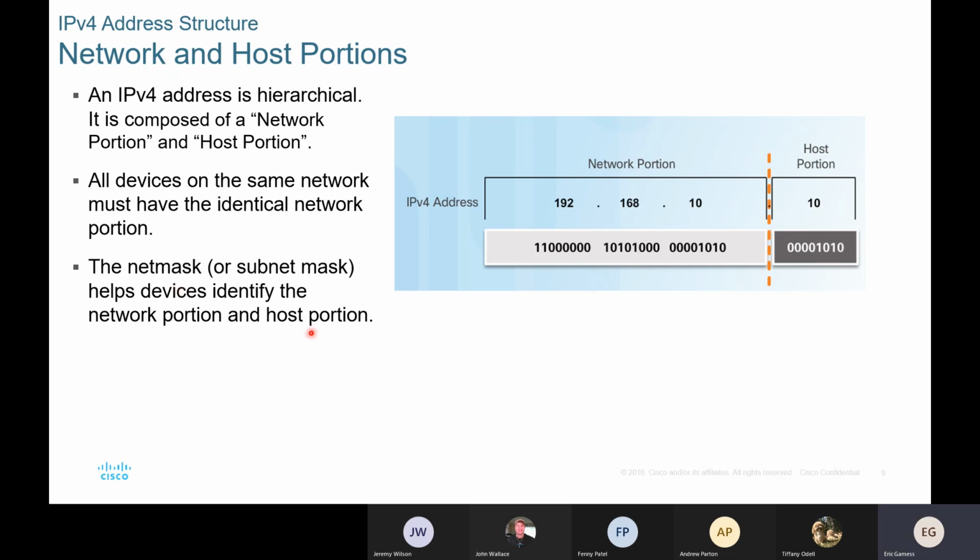So the net mask is also like an IP address. It's also a series of 32 bits. If I want to say that these 24 bits belong to the network part and these 8 bits belong to the host part, what should be the bits that I put in this part for the net mask? What value should I put?